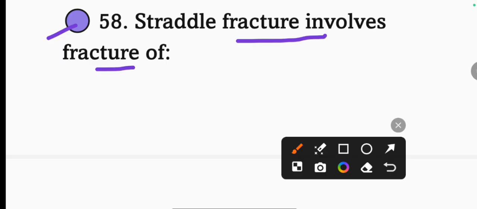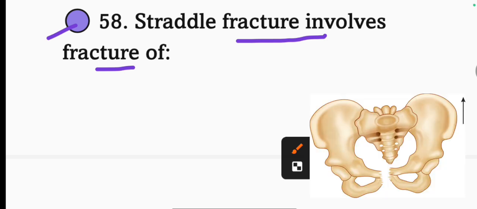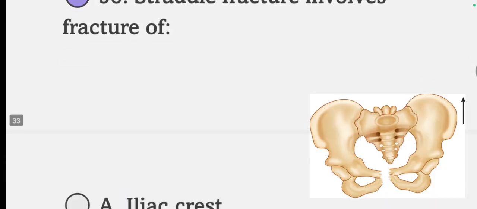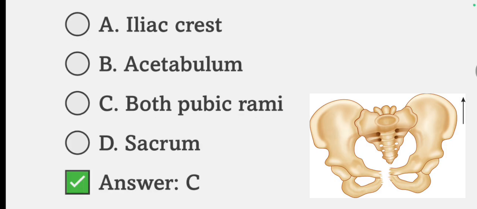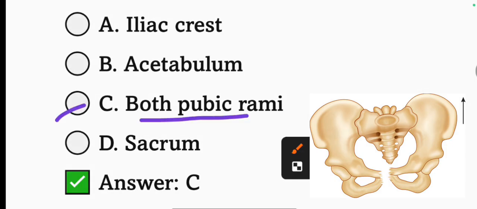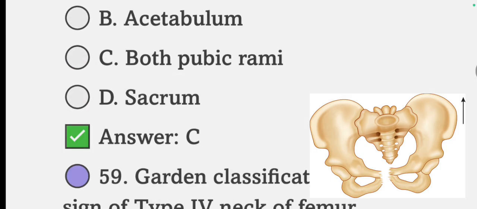Now come to 58. Straddle fractures involve fractures of. Straddle fracture is a pelvic fracture commonly asked in the questions. Straddle fracture means a fracture of both superior and inferior pubic rami, usually seen in RTA cases like motorcycle accident and trauma to the perineum region. So the correct option is C, both superior and inferior pubic rami. Okay, C option given is the correct option.